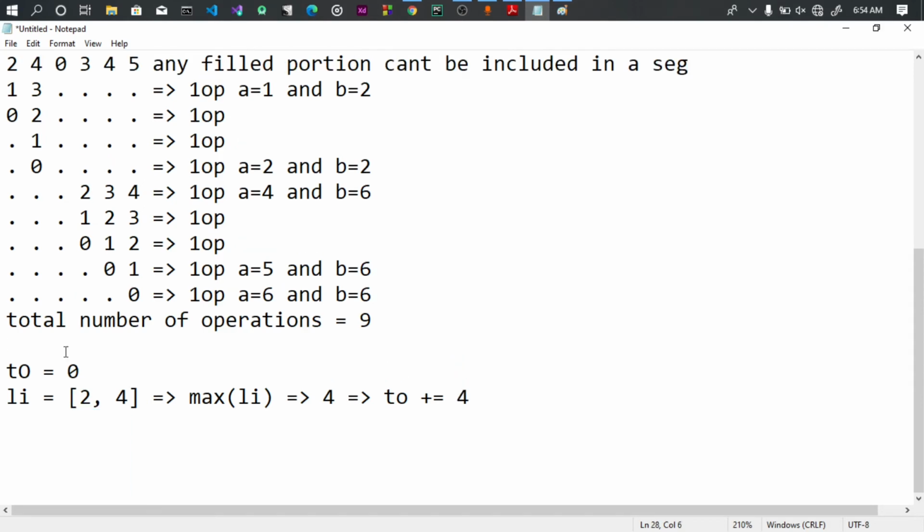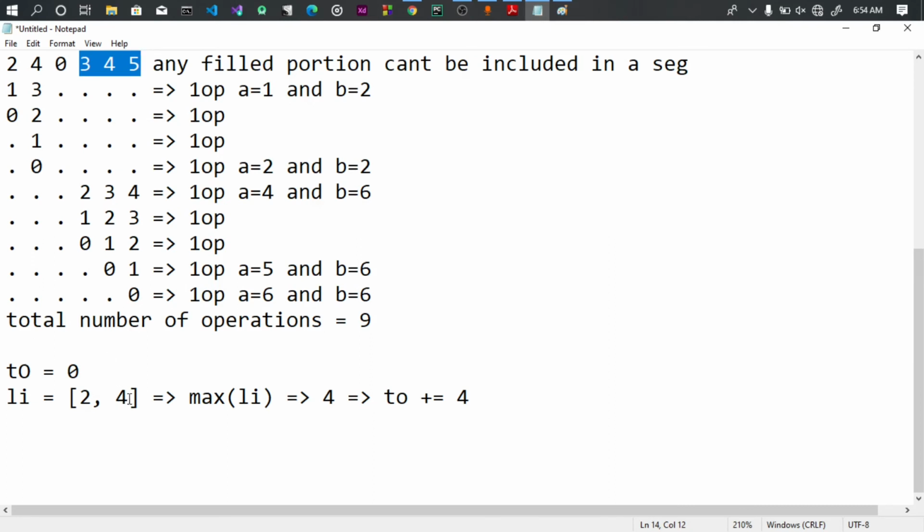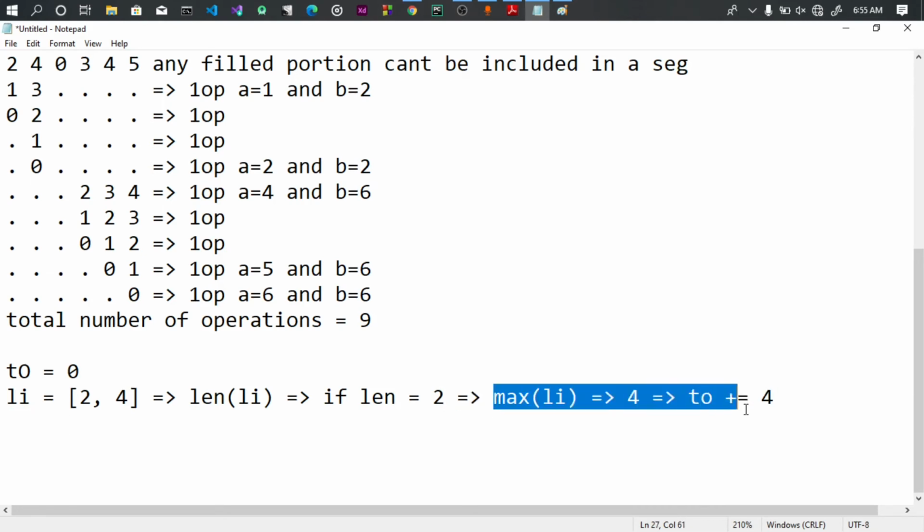Now again, we'll look at here, and we'll find out that we can have a list whose length is greater than 2. So first here we're meant to consider the length. I missed a step here. Consider the length of our list, and if the length is equal to 2, then we carry out this step.